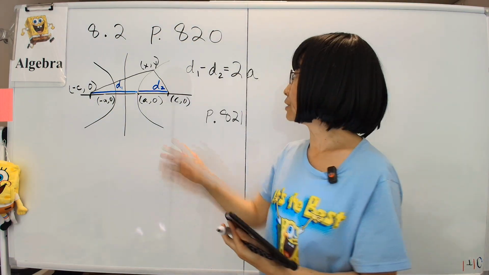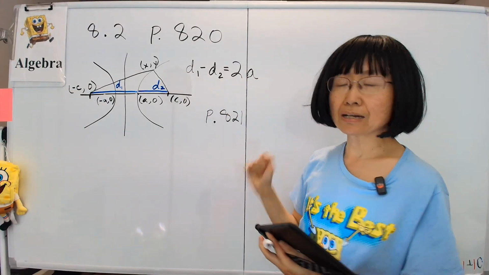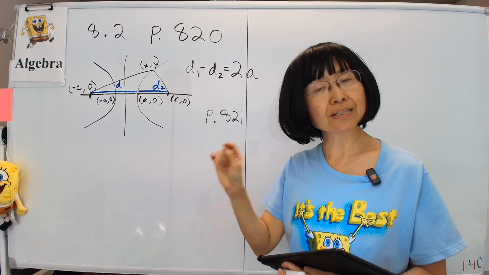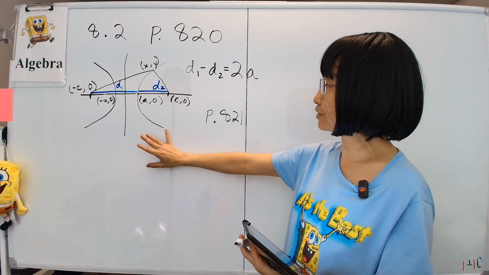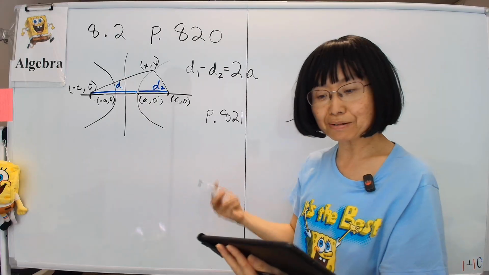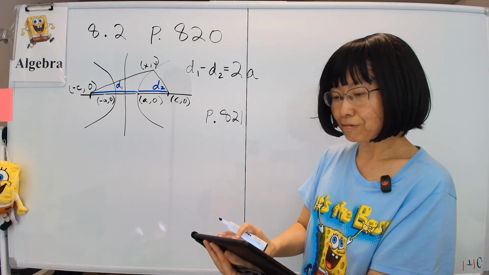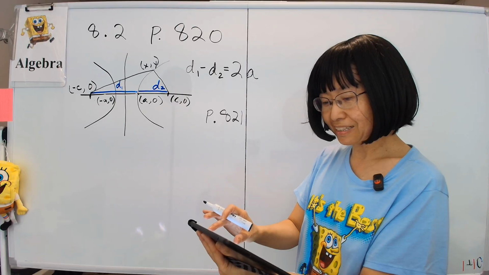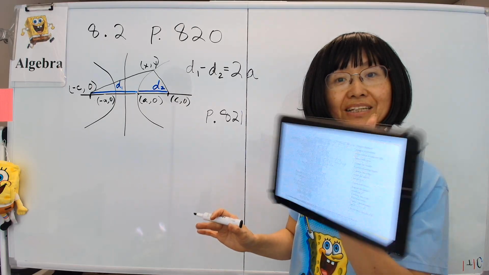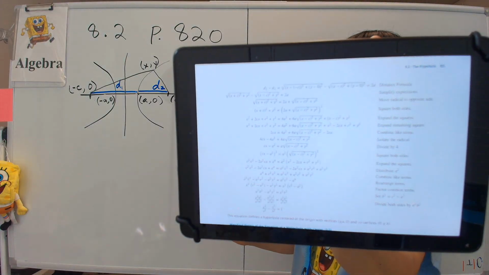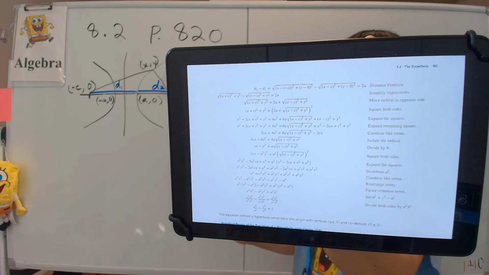Now that we know that D1 minus D2 is a constant, and the constant equals 2a, that's the definition of a hyperbola, now we can come up with the equation for it. So please look at page 821, where I'm going to go through this. This is identical to what we did for the ellipse, nearly identical with a very slight difference, okay?